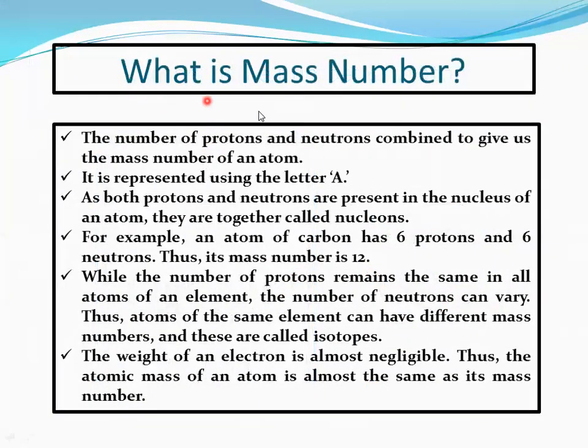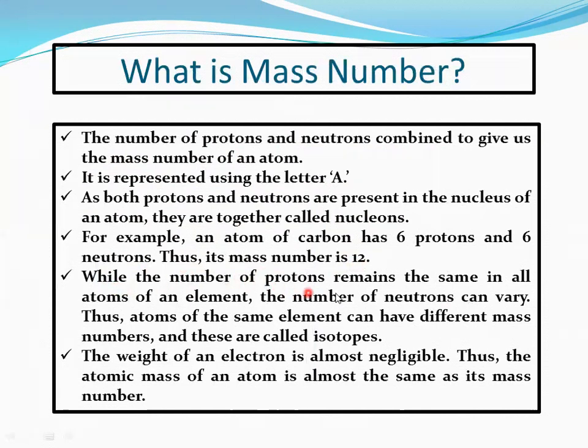How can we define mass number? What is the mass number? The number of protons and neutrons combined gives us the mass number of an element. It is represented using the letter A. As both protons and neutrons are present in the nucleus of an atom, they are together called nucleons. For example, an atom of carbon has 6 protons and 6 neutrons. Thus, its mass number is 12.